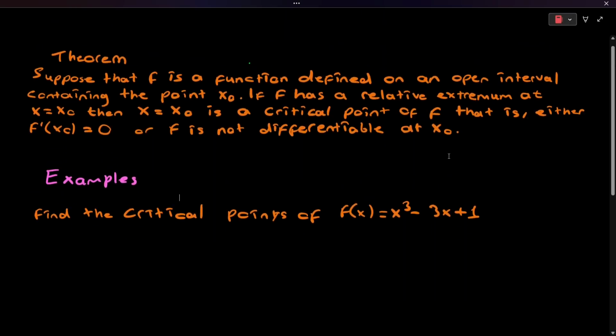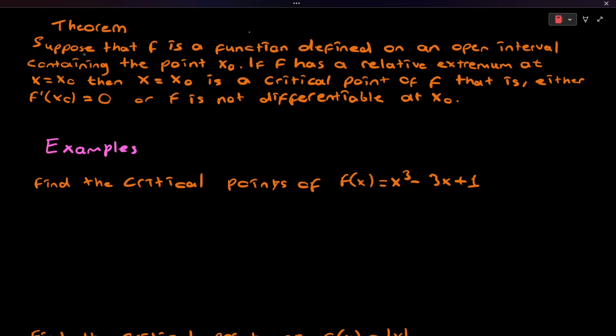A theorem for us to find these extremums, the critical points. Suppose that f is a function defined on an open interval containing the point x0. If f has a relative extremum, which is local max or min, at x0, then x0 is a critical point of f, that is, either the derivative at this point will be 0, or f is not differentiable at that point at all.